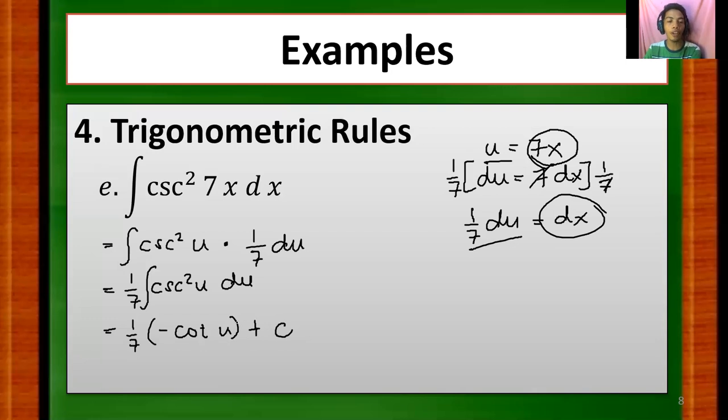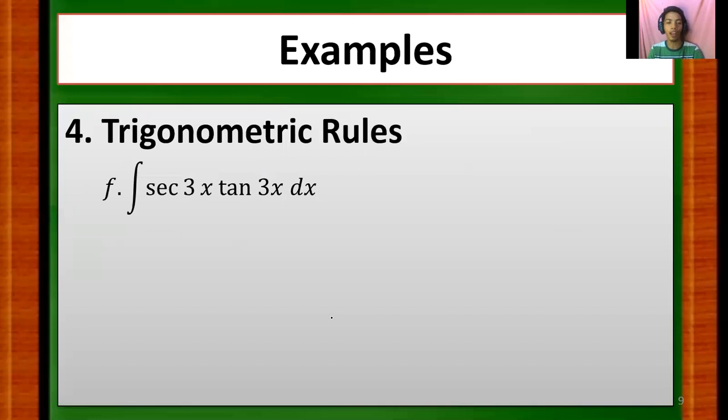Okay? And after that, i-multiply ko muna siguro yung negative dito sa 1/7. So magkakaroon ako ng negative 1/7 kasi negative to. And then I have cotangent of, okay, so palitan ko na ang value ng u which is 7x, cotangent 7x plus c. And this is our antiderivative. Okay? Next tayo, letter F.